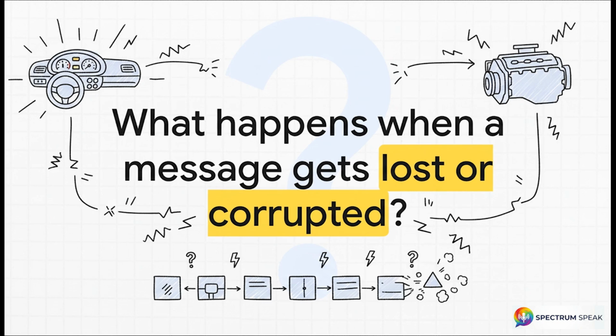But this brings up a really important question. In a car, which is an electrically noisy place, what happens when a message gets garbled or just plain lost? How do these systems handle mistakes? Well, that's a story for another time.